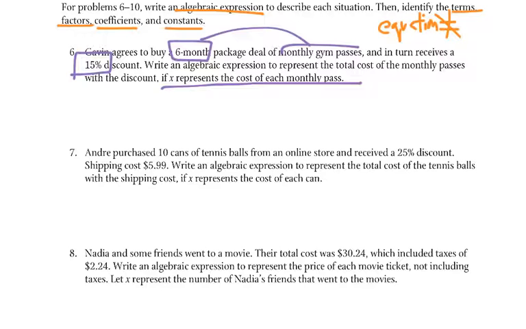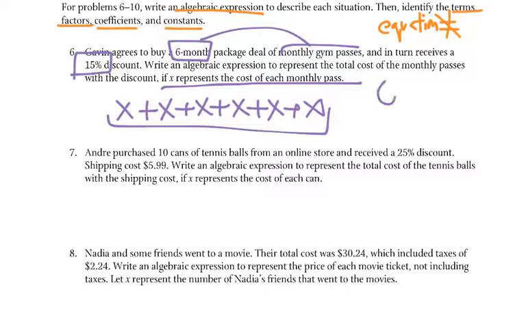Okay, so if x is the cost of each pass, he's got 6 of these, right? To get the total cost, we'd add them all up, or we'd shortcut write it and just go 6 times x, correct? But he's receiving a 15% discount on those. So we've got to subtract a 15% discount on each one of these.